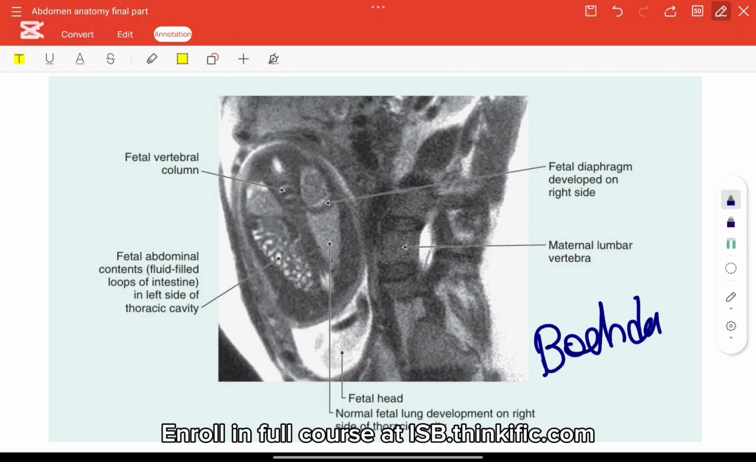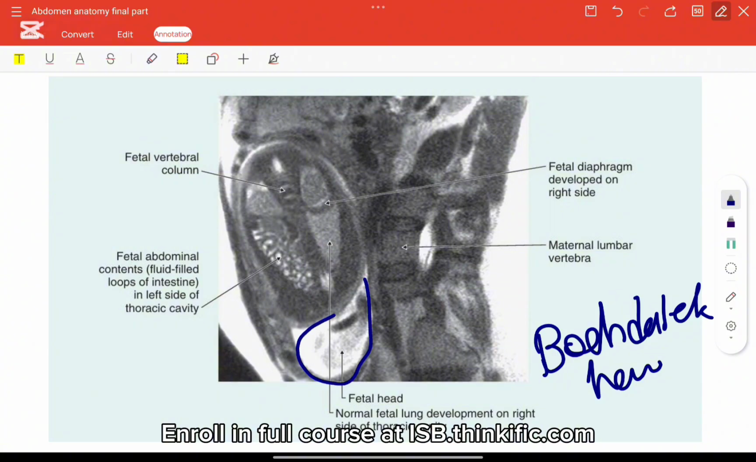Failure of which membrane to develop? Pleuroperitoneal. Bochdalek hernia, unfortunately, is much more common compared to Morgagni and everything. That's a baby. She's a pregnant woman.